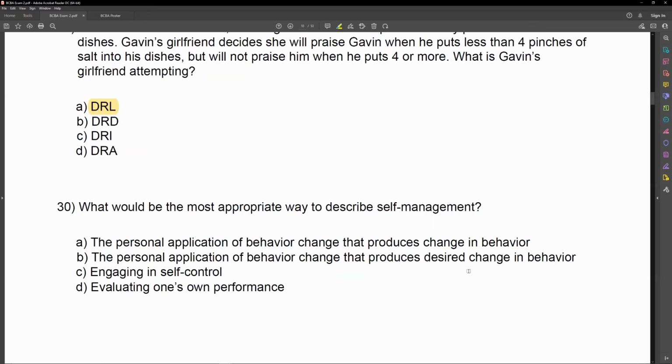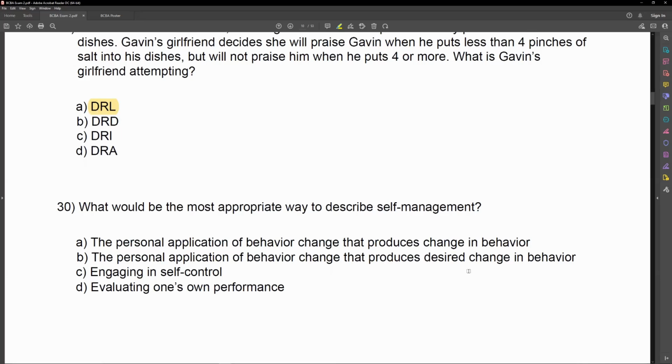Is it the personal application of behavior change that produces a desired change in behavior? Is it engaging in self-control? Or is it evaluating one's own performance? Well, we know it's not engaging in self-control because self-control in ABA is a misnomer. We don't typically refer to it as self-control because it's still the environment, okay? Evaluating one's own performance is part of self-management, but that is not what self-management is.